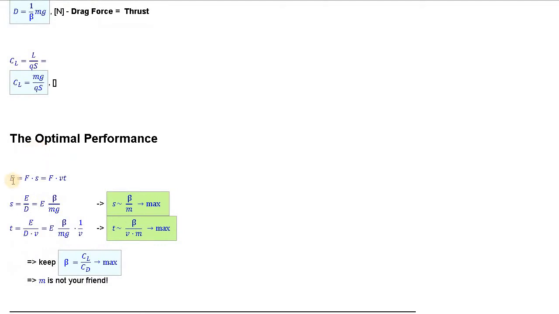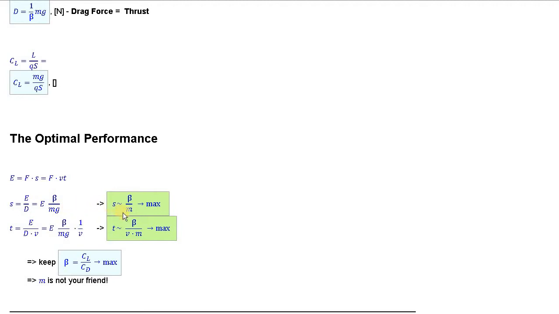And now one more equation from high school. The energy is equivalent to force multiplied by the distance, and the distance is speed multiplied by time. So from here we can extract the distance, which is equivalent to energy divided by the force, drag force in our case. And then if we plug in the drag force, we're going to have this equation.